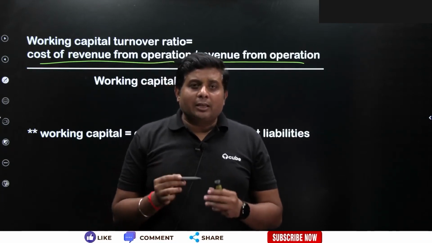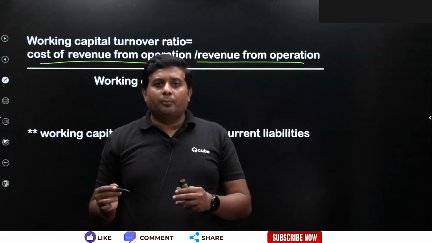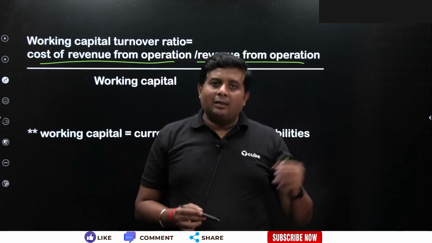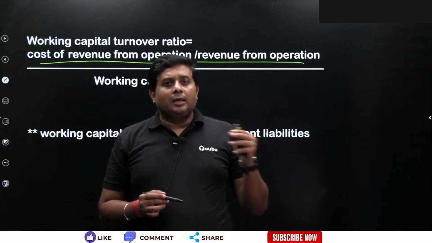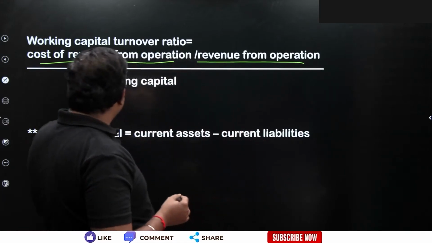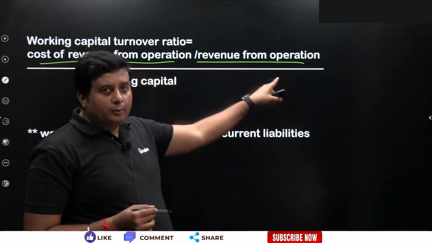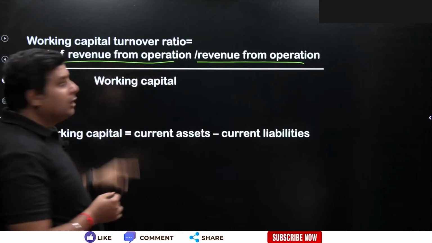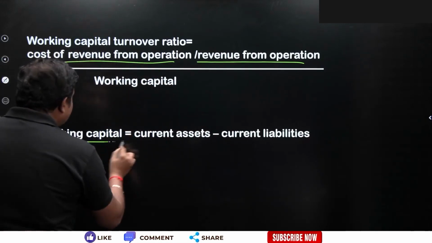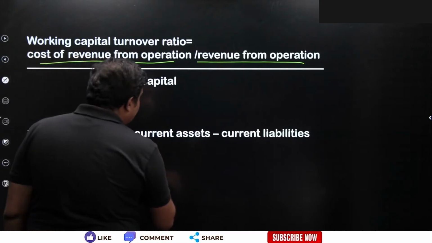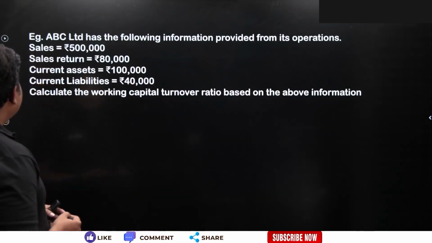When both are given, all the calculation has to be done by taking cost of revenue from operations as the base. But sometimes cost of revenue from operations is not given in the question and only revenue from operations is given. At that point we can take the help of revenue from operations. That is why I have given you both formulas, but priority number 1 is cost of revenue from operations, upon working capital. Working capital is the difference between current assets and current liabilities.